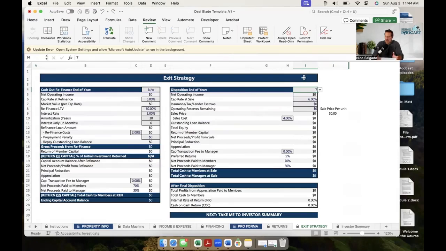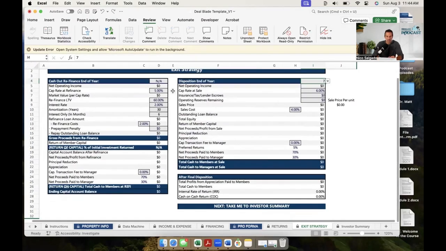You should just model something like 5 to 7 years or 3 to 7 years. That's typically what I do. So disposition end of year, set it right here. Again, I typically set it to 7 years, 5 to 7 years or so. And that depends on a lot of things, but you're going to set it yourself.